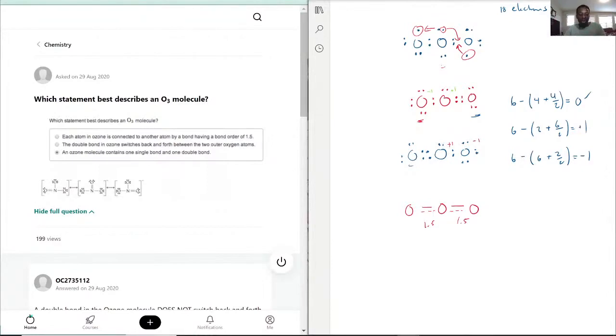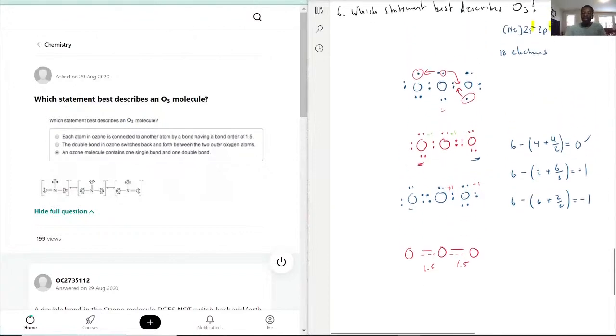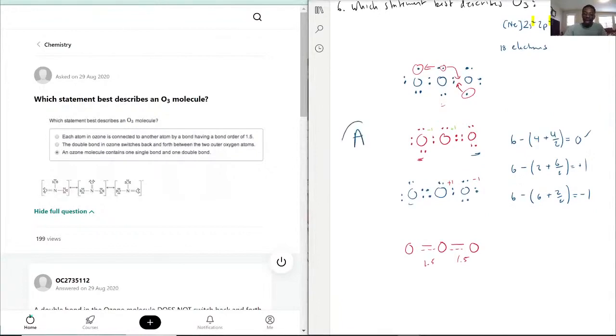kind of creating that 1.5 bonds on each side. So with that all being said, the most correct statement is here. Each atom in ozone is connected to the other atom by a bond having the bond order 1.5. This is the most correct statement. That's why the answer for this one is A, the first choice. Because a double bond, as I stated, is not switching back and forth. That's just when you represent the resonance structure.